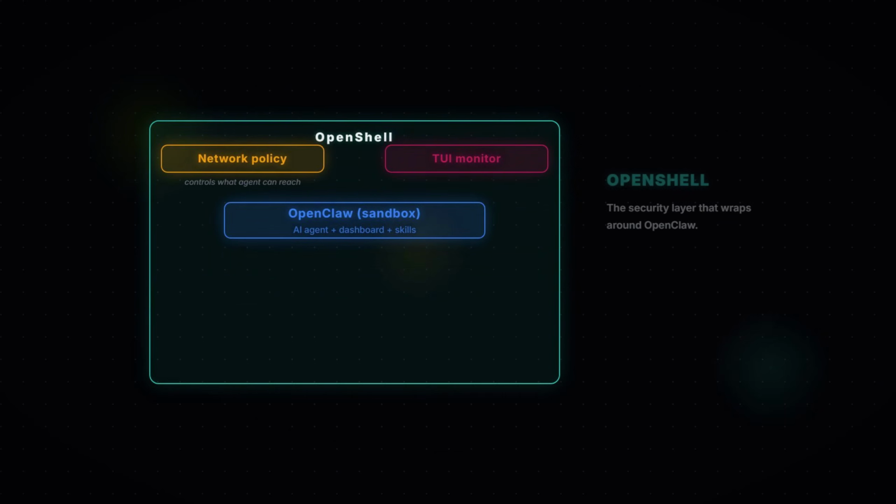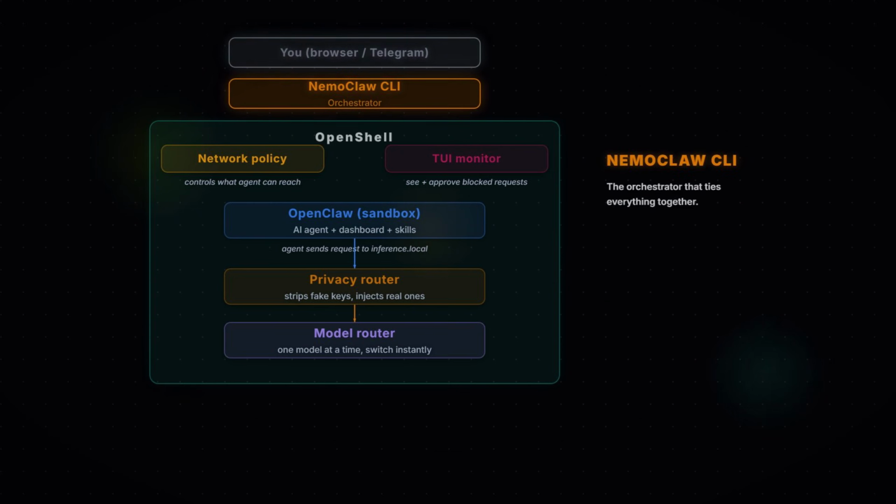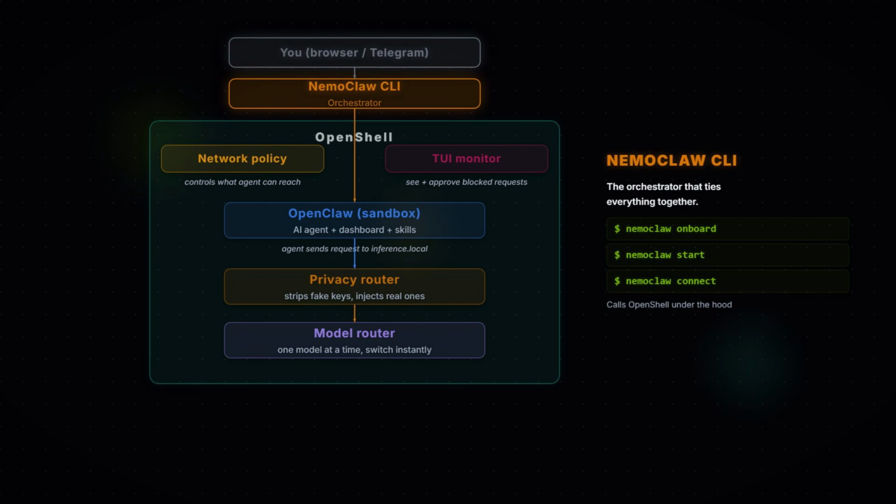Second is OpenShell. Now this is the security layer that wraps around OpenClaw. It creates the sandbox, which is an isolated container where OpenClaw runs. It controls what files the agent can access, what websites it can reach, and how inference requests get routed. The network policy files that we are going to edit and the TUI monitor, both of them are OpenShell things. Third, Nemoclaw. This is the orchestrator that ties everything together. It's the CLI tool you used to set up everything using commands like Nemoclaw onboard, Nemoclaw start, or Nemoclaw connect. It calls OpenShell commands under the hood.